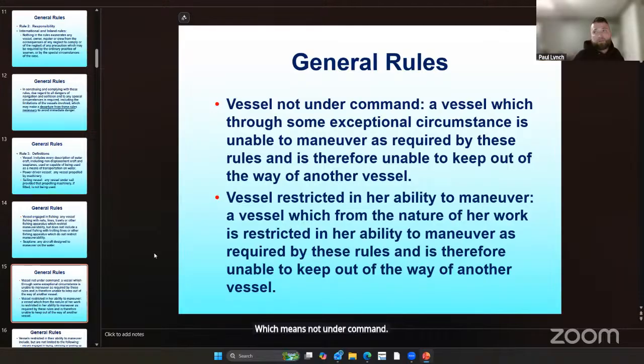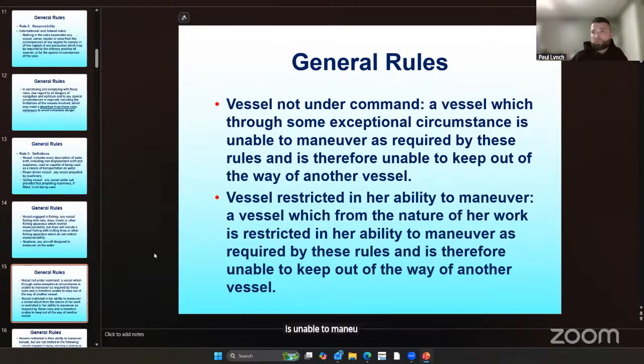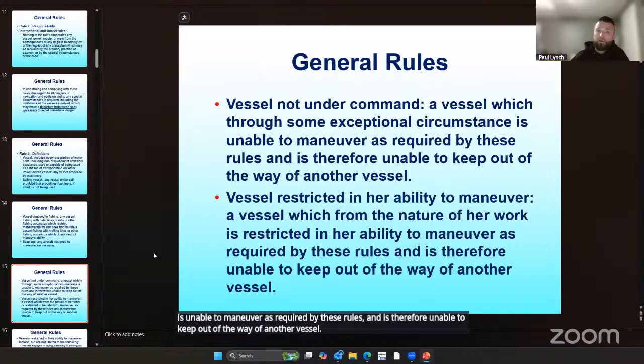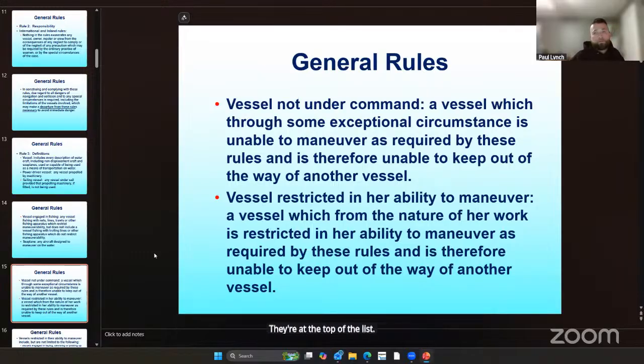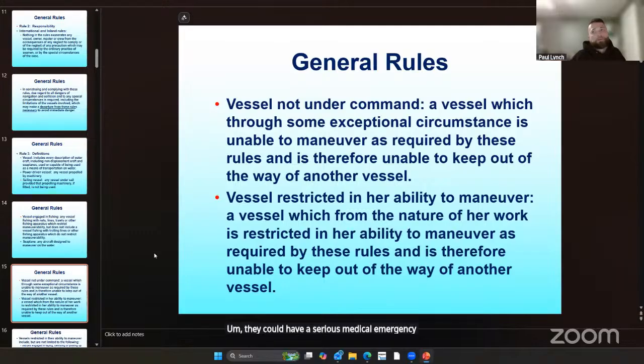And the definition of not under command is a vessel which, through some exceptional circumstance, is unable to maneuver as required by these rules and is therefore unable to keep out of the way of another vessel. They're at the top of the list. Disabled vessel. They could lose steering fluid, like I did. They could have a serious medical emergency, the captain could, due to an exceptional circumstance.